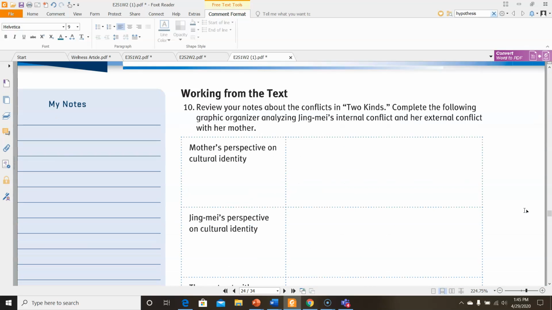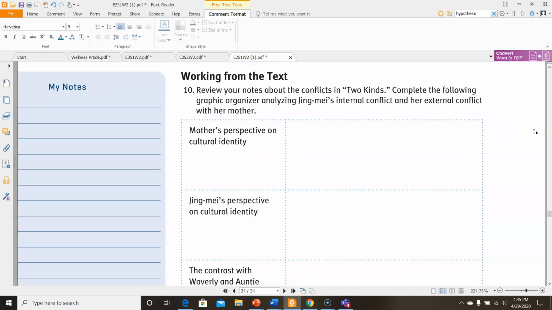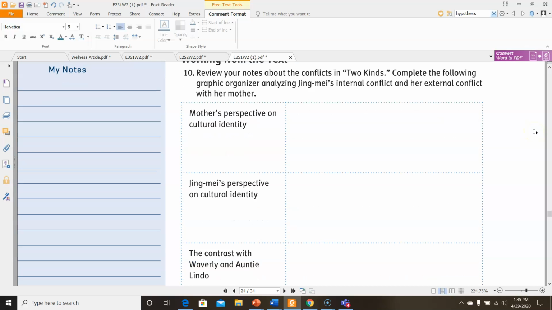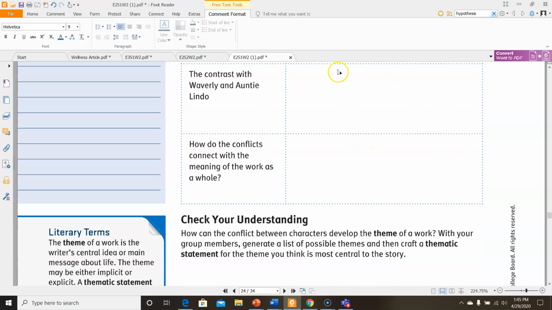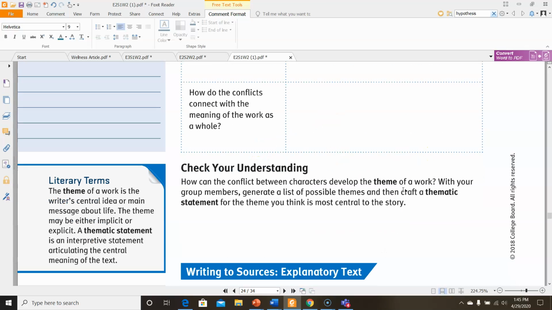So as we continue, we have this graphic organizer. So we're going to be completing it, analyzing Jing Mei's internal conflict and her external conflict with her mother. So you're going to be answering, what is the mother's perspective on cultural identity? And you'll put it here. For Jing Mei's perspective, you'll put it here. The contrast with Waverly and Auntie Lindo, that's the cousin and the aunt. And then how do the conflicts connect with the meaning of the work as a whole? So that will be what you put there.